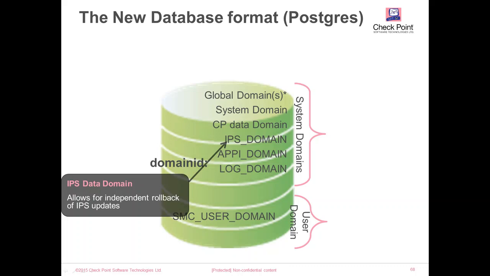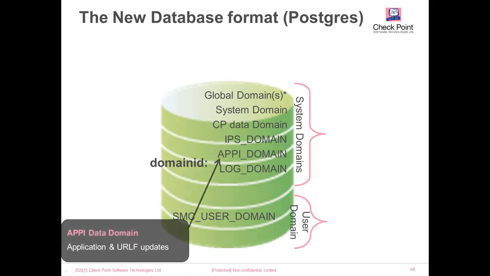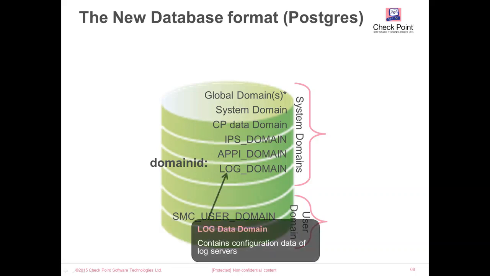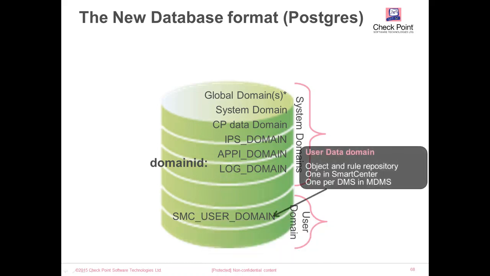So our administrator can freely choose which signature update to revert back to by selecting one of the signatures from the IPS domain. We have the same situation for the API domain, so we save different revisions of application intelligence and URL filtering updates inside that domain, inside the database. The log domain contains configuration data of the different log servers that are connected to this management server. The SMC user domain is the domain where the end user is creating his own objects, services, and the rule repositories with the policies, the different layers.